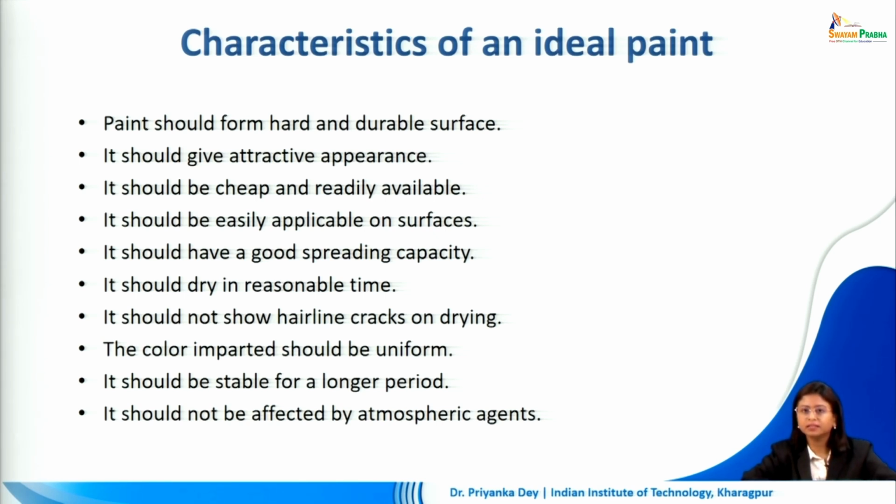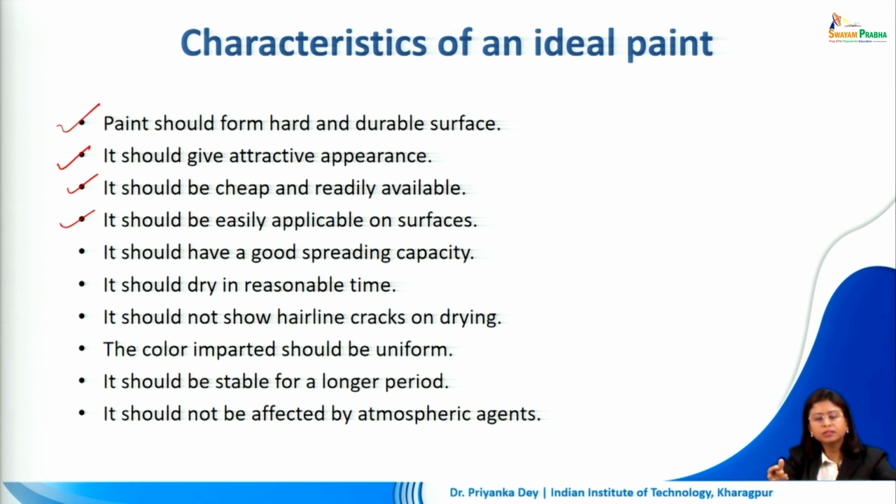When we are selecting a particular material for paint, it has certain ideal characteristics that we are targeting. First of all, the paint should form a hard, durable surface. This is what our surface is going to be exposed to, weathering conditions. So we want it to be hard and durable. It should be very attractive in appearance because that is the final look that our facade will have. It should also be cheap and readily available. It should be easy to apply on surfaces, especially if we are dealing with surfaces of different textures.